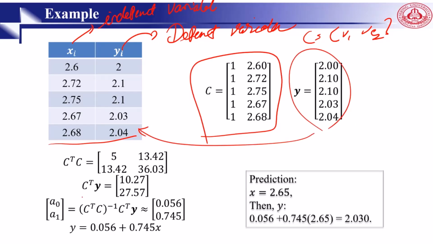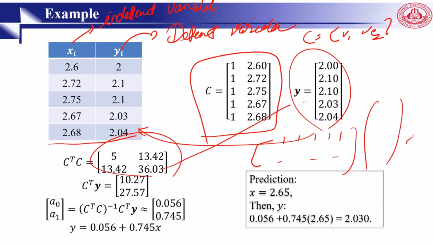Then we calculate C transpose C. It means 1, 2, 3, 4, 5 and this data multiplied by C, which will give you this one. Then we multiply C transpose by y, which gives you 10 and this one. Then we can find a0 and a1. a0 and a1 is C transpose C, we find the inverse, the inverse comes here, multiply by C transpose, multiply by y, which will give us this one.